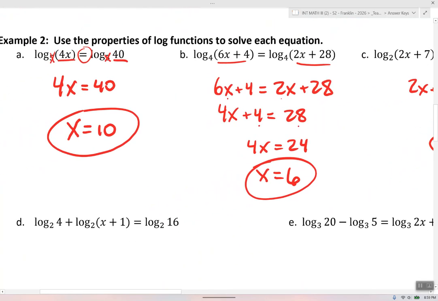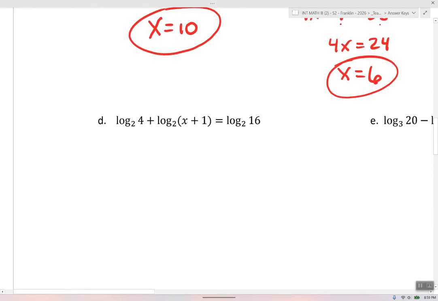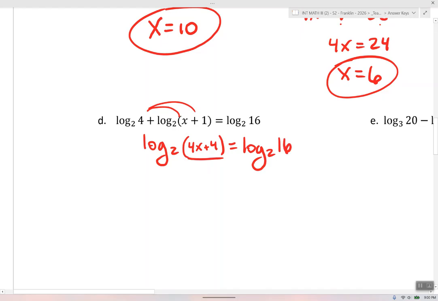Now let's look at how to maybe combine some properties here. We have log base 2 of 4 plus log base 2 of x plus 1 equals log base 2 of 16. So first of all, I'll combine these two using the product property. That will give me log base 2 of 4x plus 4. And that is still equal to log base 2 of 16. Well, I know that these two expressions are equal, so 4x plus 4 equals 16. So 4x equals 12 and x equals 3.